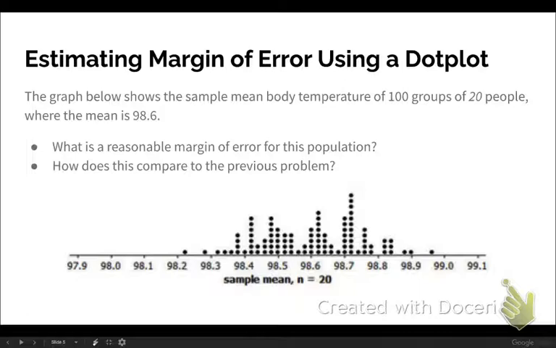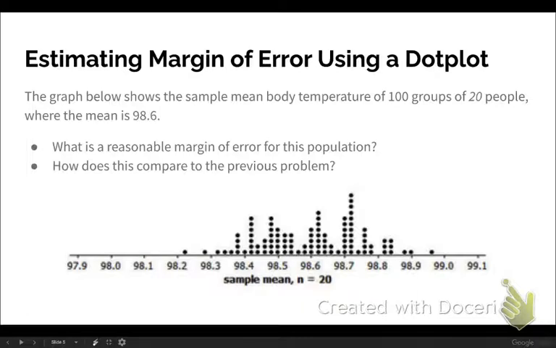So the graph below is the same type of study, sample mean body temperature, but now we have groups of 20 rather than groups of 100. So we've doubled the population from our last graph. And so one thing that you want to notice is that as we are increasing our population, our range is getting smaller, right?